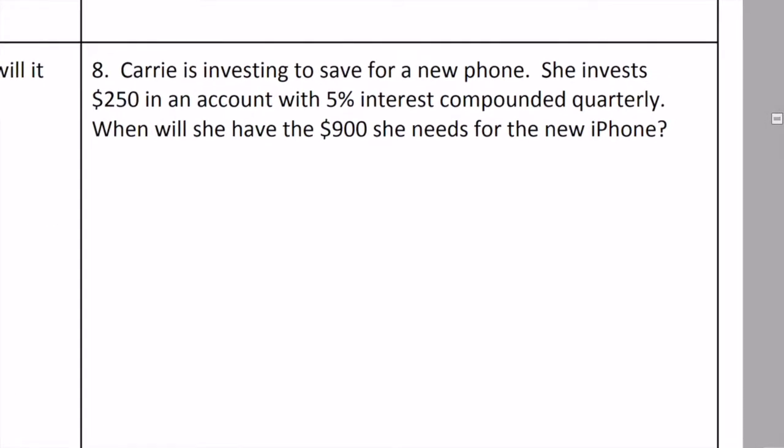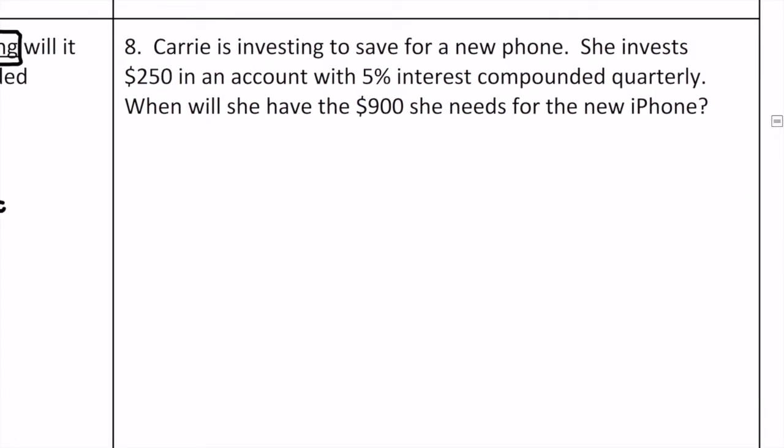For 8, Carrie is investing to save for a new phone. She invests $250 in an account for 5% interest compounded quarterly. When will she have the $900 she needs for the new iPhone?